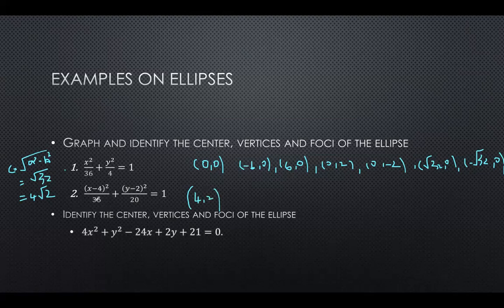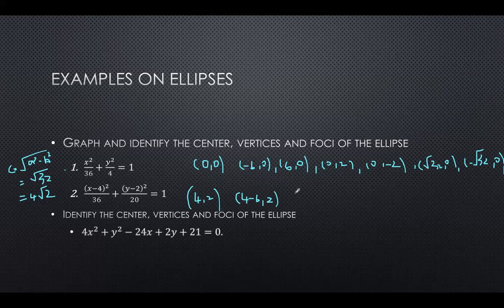And in this case, the a is 36, so it's under the x. So that means the vertices happen on the x-axis before it moves to the new center for 2. So you still have minus 6 here, but because you are shifting to 4, 2, you add 4 here, right, and 2 here. Right.